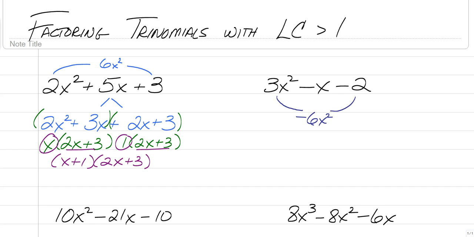And then you need to think of two numbers that will multiply to that negative 6x squared and add to a negative 1. And that would be a negative 3x and a positive 2x. But then you have to bring down the first term because it's still part of the equation, and then you have to bring down the negative 2. And the reason why we did that, of course, is because we're just splitting the middle term. That's all we did, was split the middle term again.